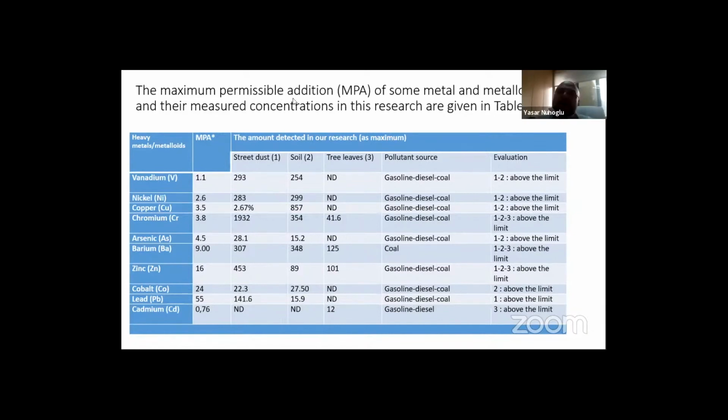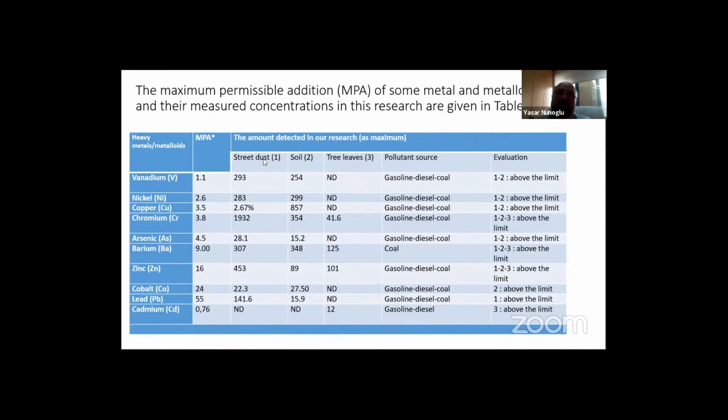The maximum permissible addition of some metals and metalloids in soil and their measured concentration in this research are given in table 4. Heavy metals and metalloids, maximum permissible addition in environments such as soil, and the maximum amount detected in our research across all research points: vanadium, nickel, copper, chromium, arsenic, barium, zinc, cobalt, lead, cadmium, in street dust, soil, tree leaves, and pollutant source.